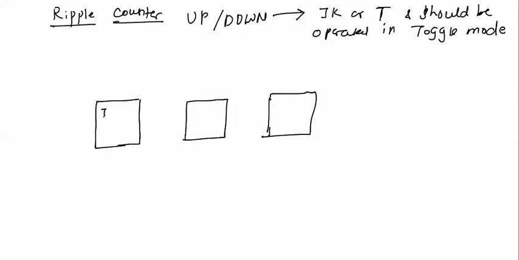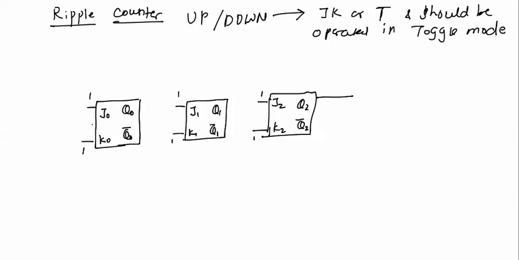Here we will use JK flip-flops: J0, K0, Q0, Q0 bar, J1, K1, Q1, Q1 bar, J2, K2, Q2, Q2 bar. All the flip-flops will have their inputs at logic 1. Means whenever the flip-flop is triggered, it will toggle its output.